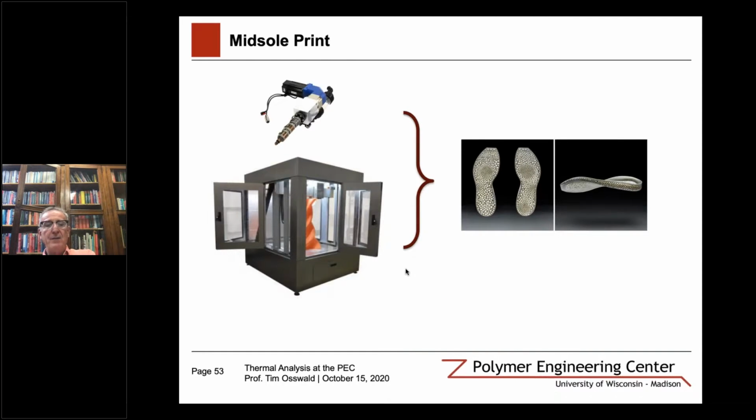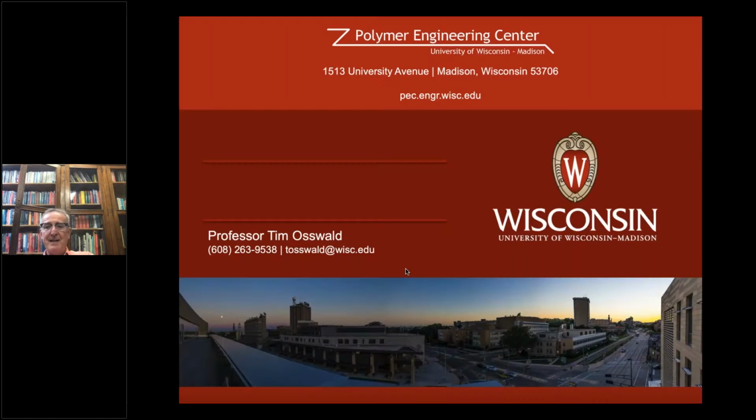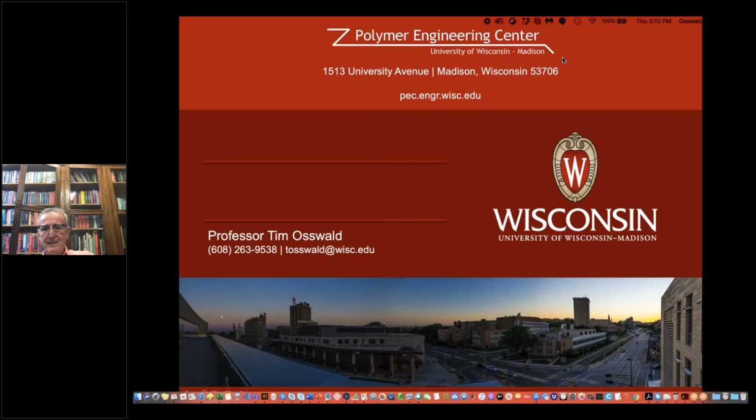So eventually, one of the ideas that we have is once we've characterized this material, and through other aspects, maybe what we can do is 3D print some midsoles and generate some athletic shoes that can compete with petrochemical materials, and maybe in a very sustainable way. So anyways, I'm glad I had you here this afternoon, and this brings me to the end of my presentation. Thanks for your attention. I hope I didn't go too fast, did I?